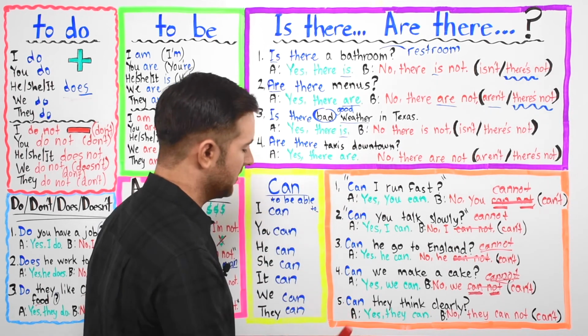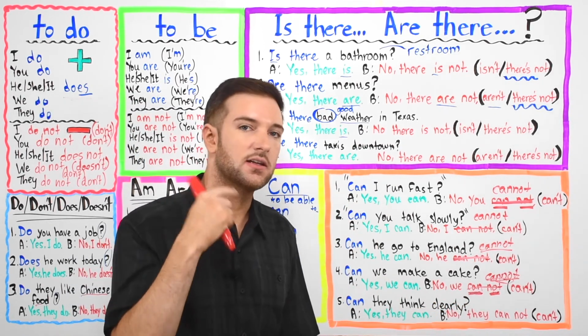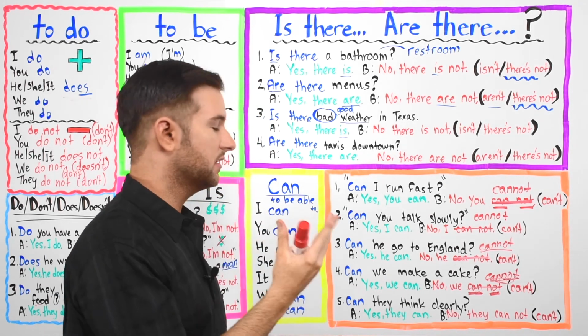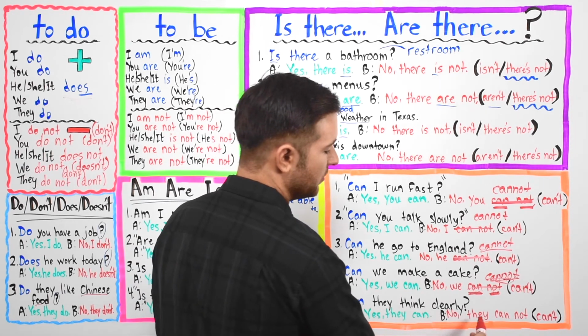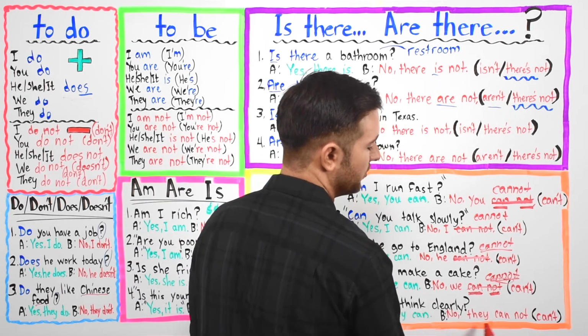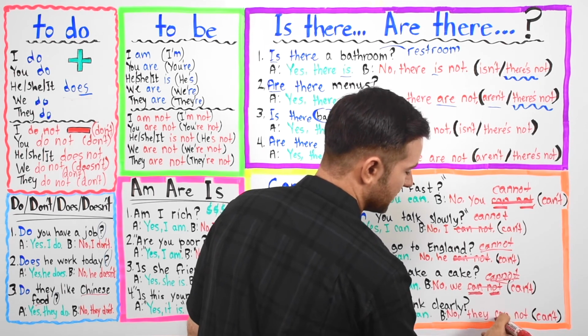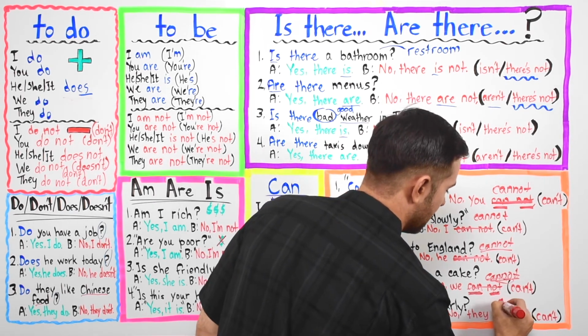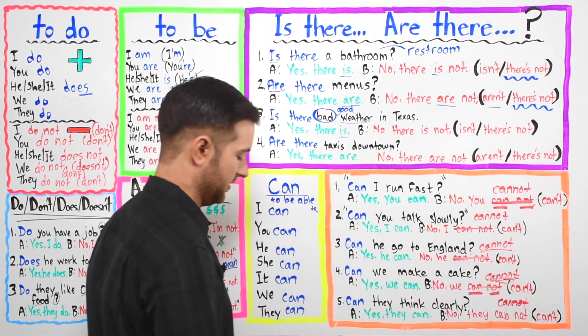And then finally we have number 5. Can they think clearly, right? Can they think clearly in their heads? They have clear thoughts? Yes, they can, or you could say, no, they cannot, or no, they can't. Again, we can have 2 words, or you can have 1 word, as in cannot.